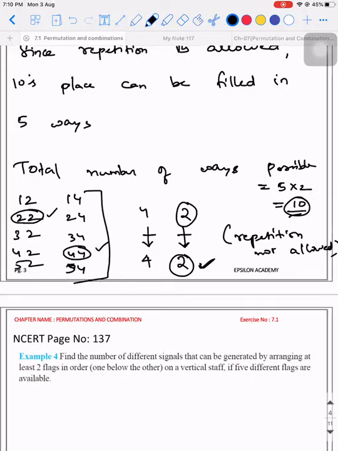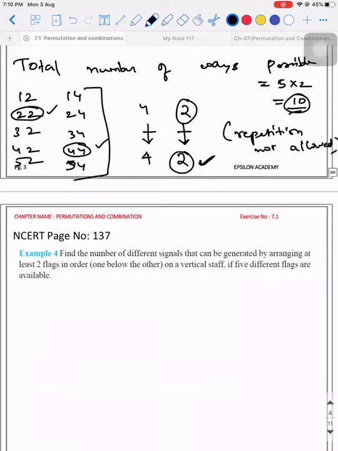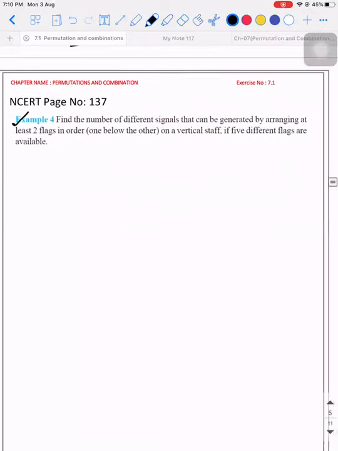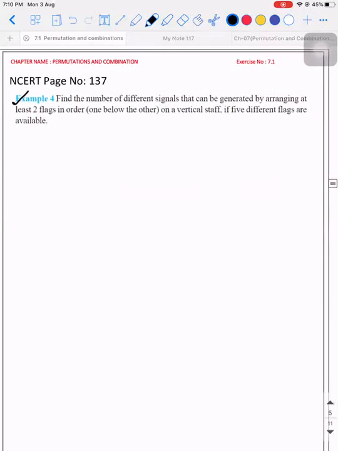Shall I move on to the next one? Yes, sir. Now look at this. Find the number of different signals that can be generated by arranging at least 2 flags in order, one below the other, on a vertical staff, if 5 different flags are available.